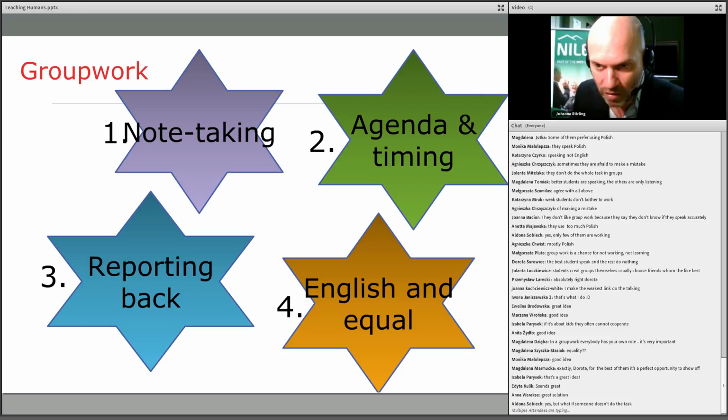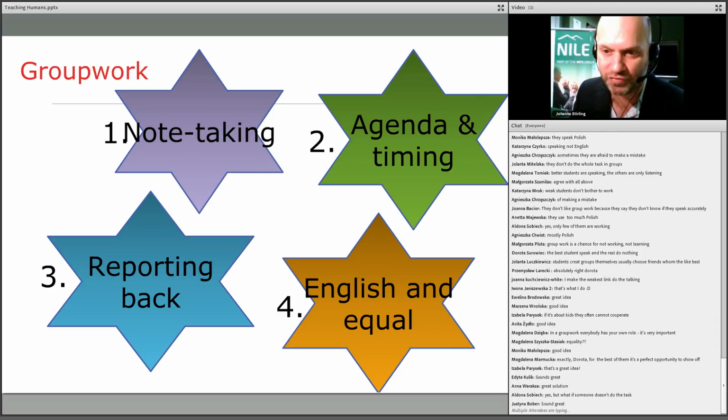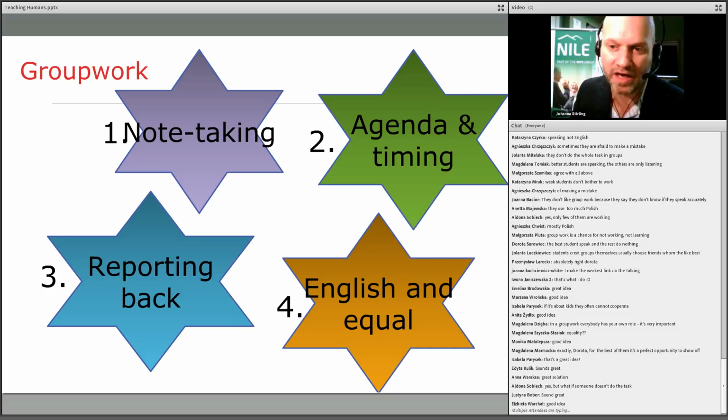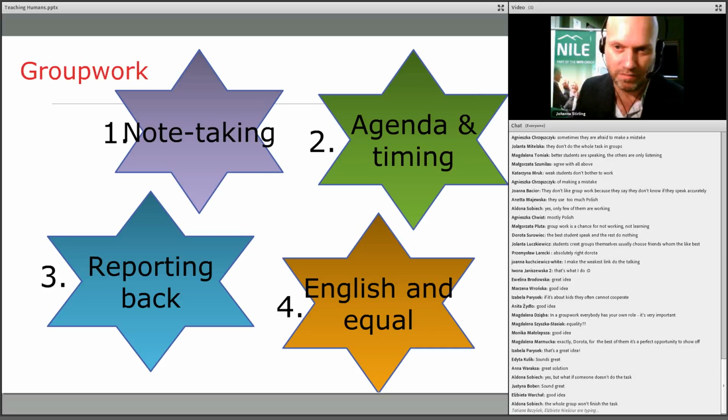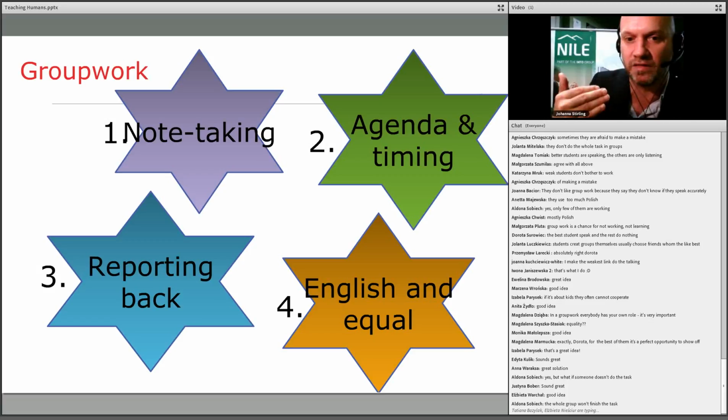Now, earlier somebody was saying that one of the issues they find is that the best students spend their time talking in English and the other students don't talk in Polish. Well, then what you can do is make the best student the one who's responsible for the students speaking English. And so they can help the other students maybe to express themselves in English, right?